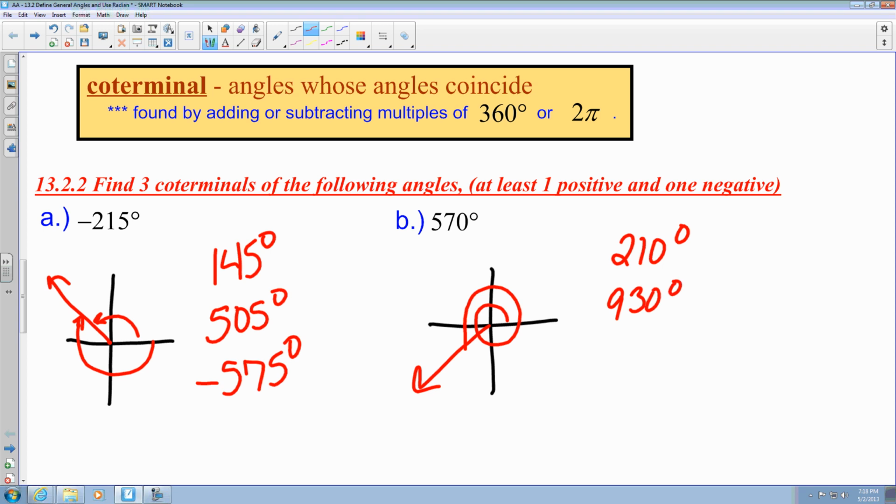Last thing you could do is figure out what it would be if you wanted to find the negative value of this from here to here. I could just take 360 and subtract 210, and I get a value of 150. So all I have to do is attach a negative to that. So negative 150 degrees would be the negative value for that coterminal angle.